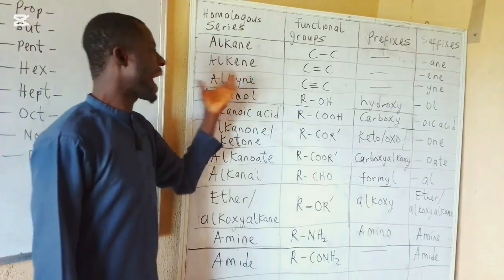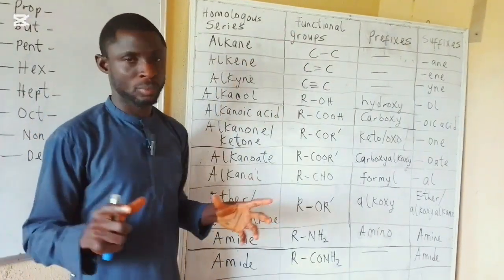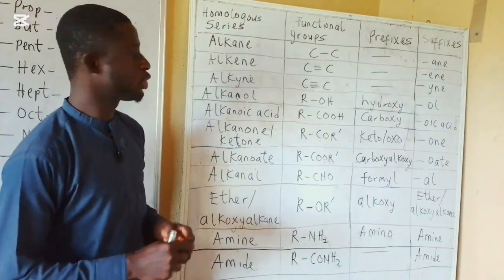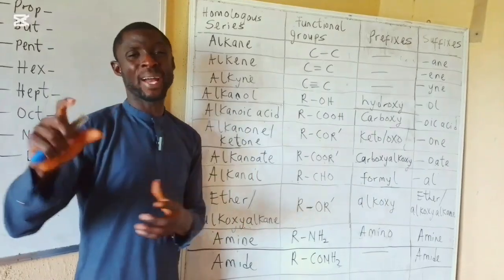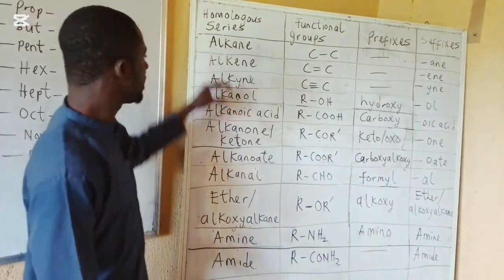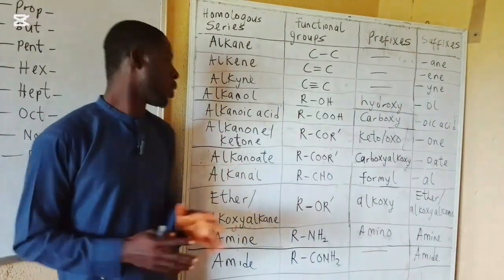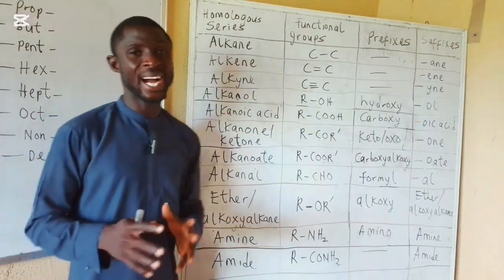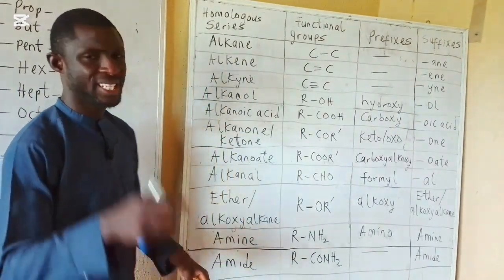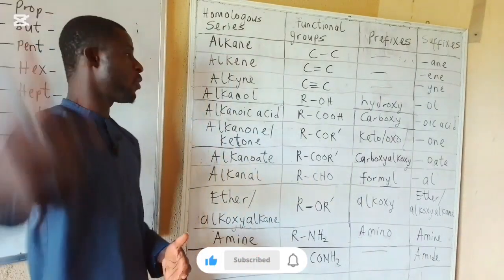Now let's come to alkyne. For alkyne, if you have a hydrocarbon in which the carbon to carbon is joined with a triple bond, that organic compound belongs to the family called alkyne. So these three families, 1, 2, 3, are hydrocarbons, while the rest are not hydrocarbons. The rest of the families each have their own specific functional group.